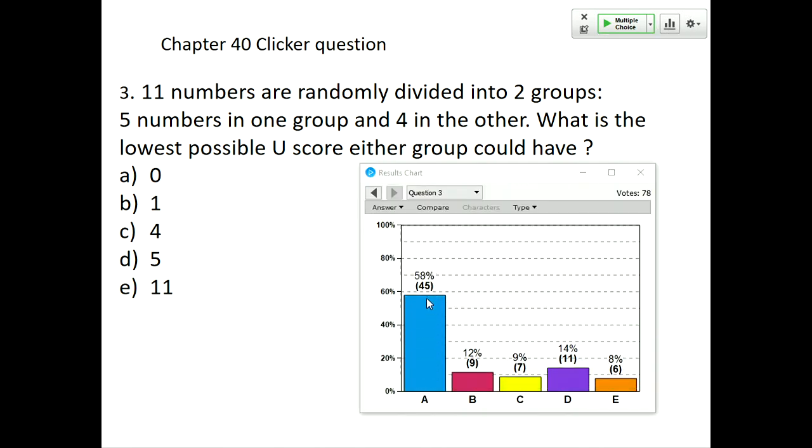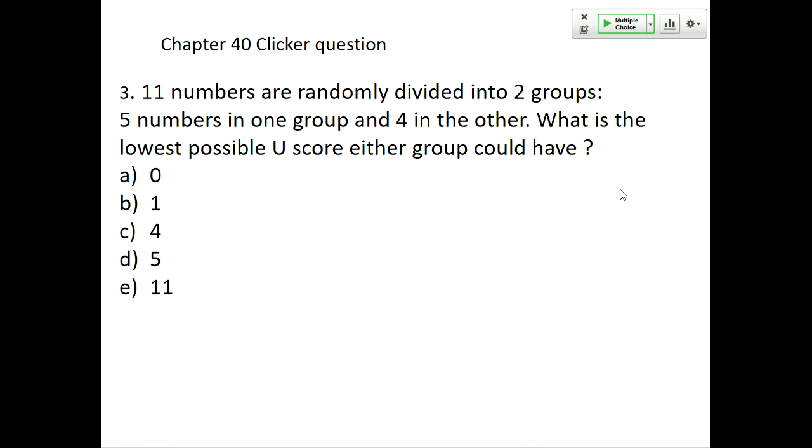Great. Yeah, the answer is 0 because if you put all those 4 lowest ones, it doesn't matter how many are in there. They'll all be the lowest people, and they won't beat anybody. So they won't score any points for their team. They'll all have U counts of 0. Does that make sense?